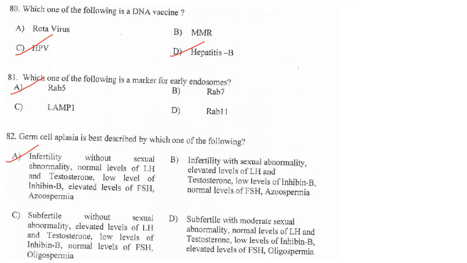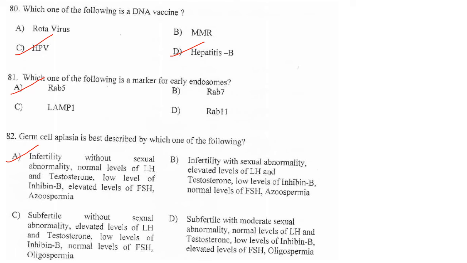Then which one of the following is a DNA vaccine? So HPV is a DNA vaccine as well as hepatitis B is also a DNA vaccine. So both C and D are DNA vaccines. Then which one of the following is a marker for early endosomes?